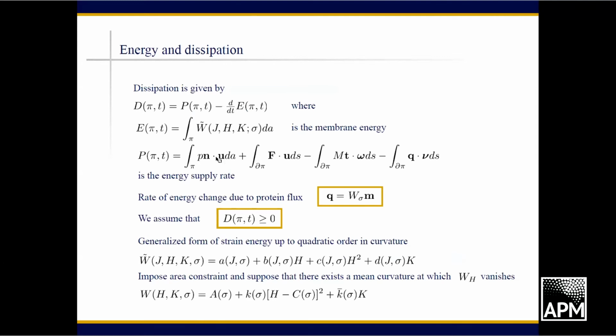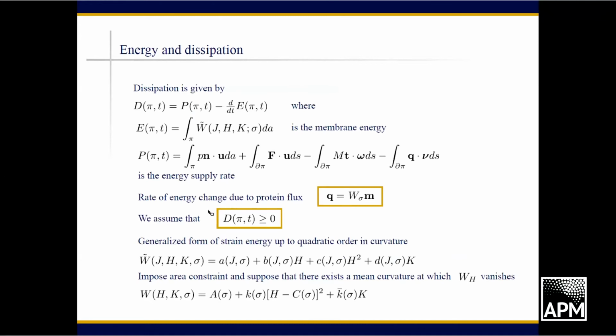The power supply is the usual mechanical power supply, forces, pressure, bending moment at an edge. We also have an energy supply rate due to the diffusing proteins, Q. It's analogous to a heat flux vector. It's given by the chemical potential, the derivative of energy with respect to protein concentration, times the diffusive flux vector M.